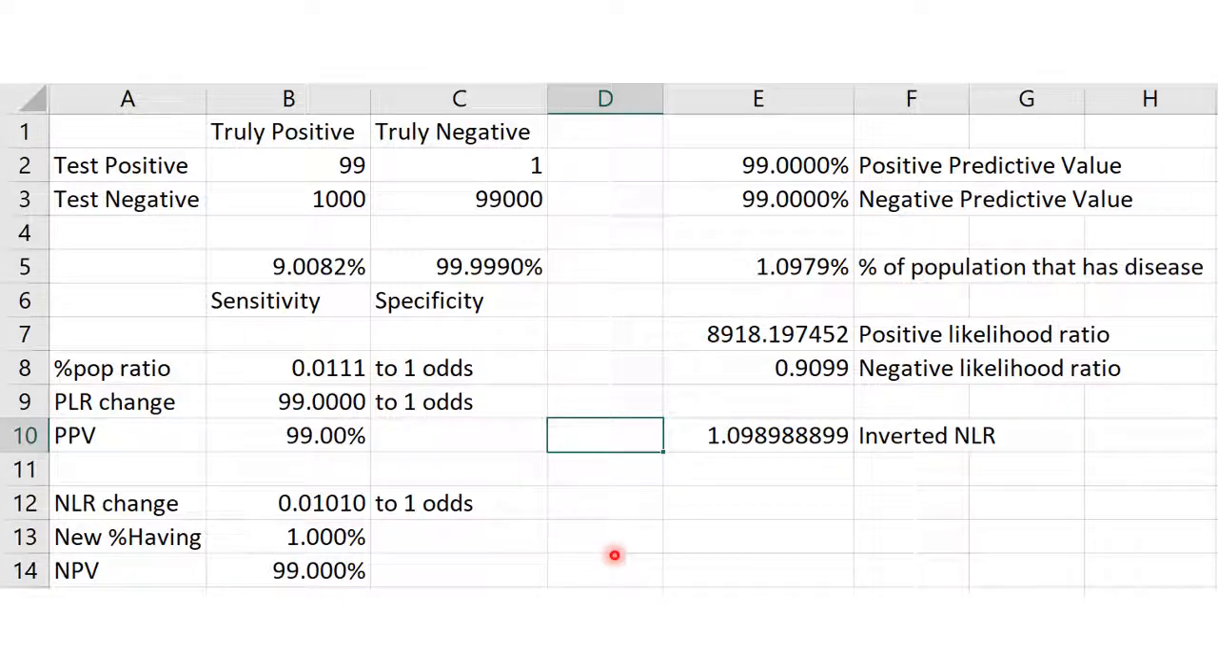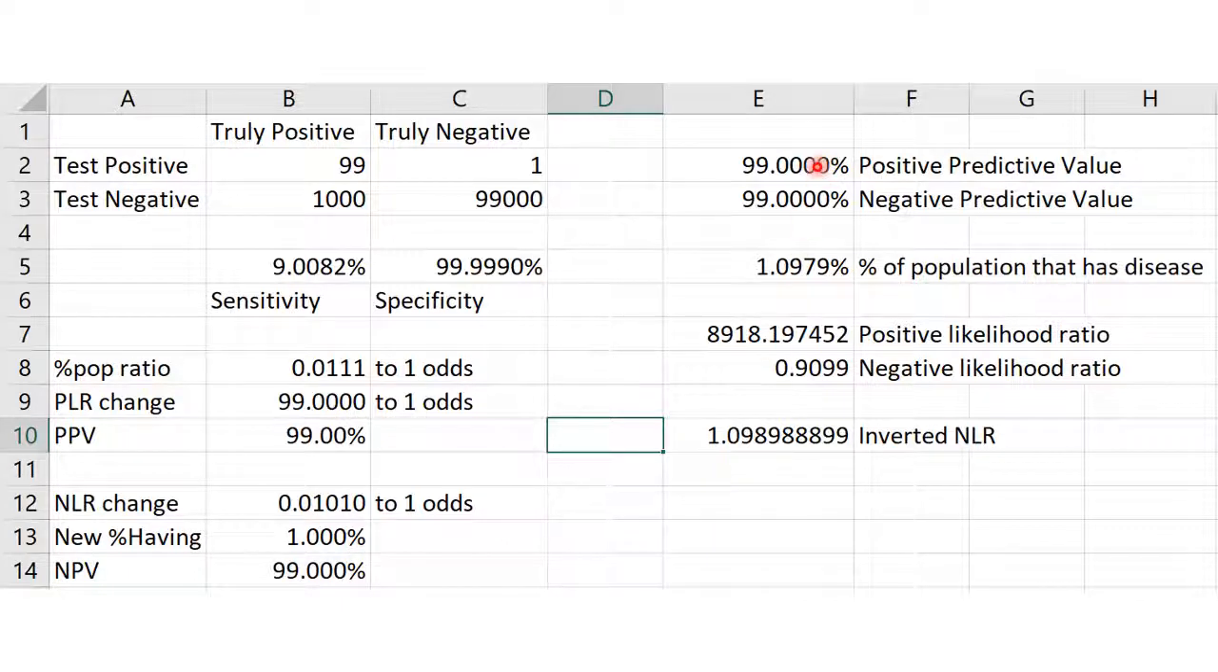And then our negative likelihood ratio, the test became even more worthless because all this test, going for a 99% predictive value means going from a 1.09% chance of you having the disease down to a 1% chance of having the disease. And so you have 10% better odds of not having the disease if you get a negative test. So this is an instance where the negative test is completely worthless, almost.